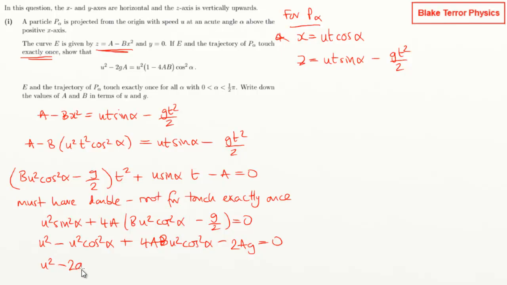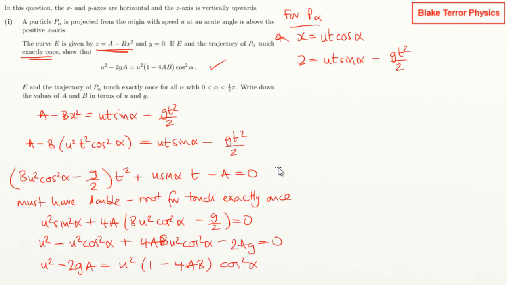So u squared minus 2ga is equal to, then yeah, I've got a u squared, that's going to be a 1. They put the cos squared alpha at the end. Then I've got a minus 4ab and a cos squared alpha. Okay, excellent. Right, so that has shown that, so that's happy days.